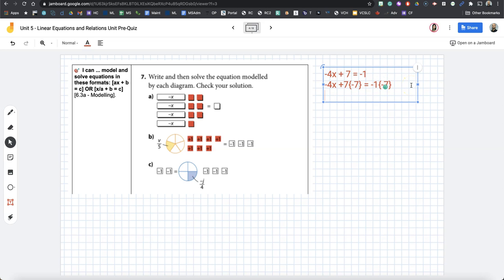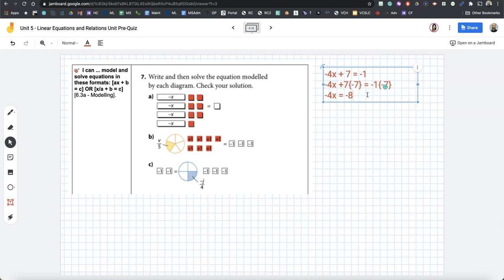And let's keep going with this equation. So now we have negative 4x equals, and notice plus 7 and negative 7, that just becomes 0. They cancel out. Equals negative 8. Negative 1 and negative 7, think of putting 8 of these negative 1 tiles together. That gives us negative 8.